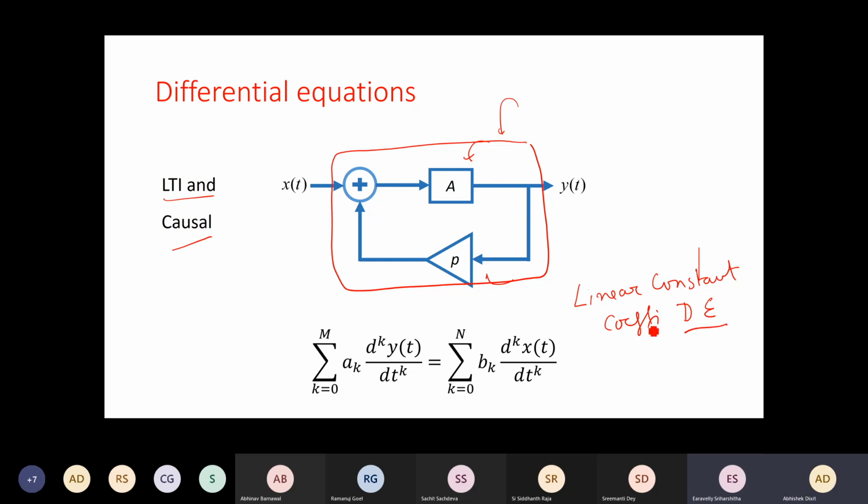Okay, what are linear, constant coefficient? These coefficients are constant, they are not functions of time, and it's linear because a sum of derivatives of output is the same as a sum of derivatives of input. So again, I repeat, if you have an LTI and causal system, causal is also important. This is missing in Oppenheim. If you have a linear time invariant and causal system, and if you can represent this in terms of this kind of structure built using multipliers, integrators, and adders, then you can express this in a linear constant coefficient differential equation.